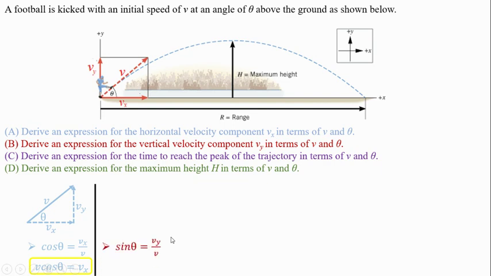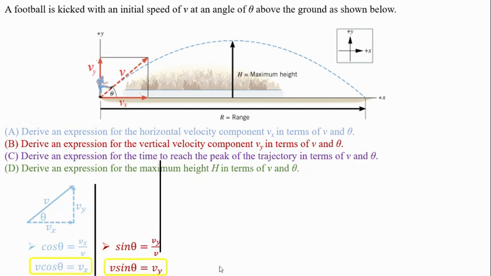So I'm going to use sine. Sine of theta is equal to opposite, which is Vy, over hypotenuse, which is V. And if we solve for Vy by doing the same algebra step as previously in part A, multiply both sides by V, that cancels out the denominator. In doing so, we have V sine theta is equal to Vy. So this is our expression for Vy. Okay, so that's A and B.